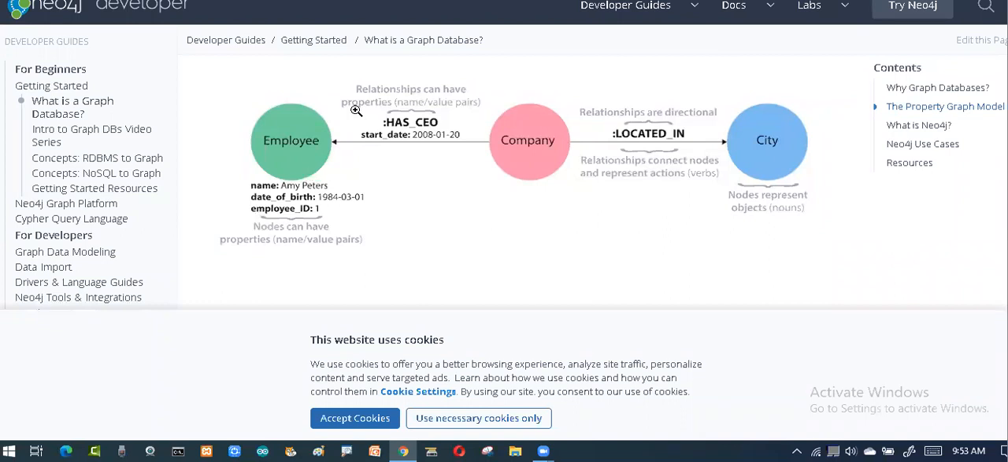Then, how are these related to each other? Nodes are related, and here you can see a relation can have properties. For example, we have an employee and a company. One of the employees is working there. So Ampeter is an employee, and he is the CEO of this company. Seeing this particular word, you can say this is a person I'm checking for. He is the CEO of this particular company, and he joined this company on such and such a day. So that is a relationship also.